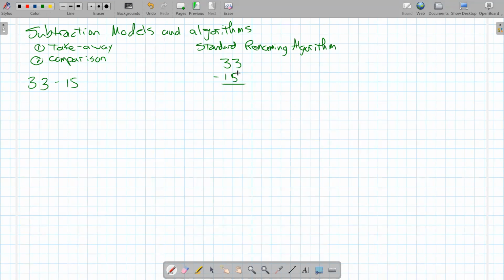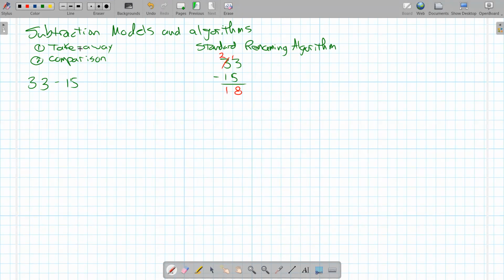And in our standard algorithm, when we don't have enough above for the takeaway below, we do what we call borrowing. So it's also called the borrowing algorithm. And we borrow a 10 from there to make that a 13. So we've renamed this from 33 to 20 and 13. Cool thing about that is from 13, I can now easily take away 5 and get 8. And then from 20, I can take 10 and get 10. All right, so I'm going to get 18 there.